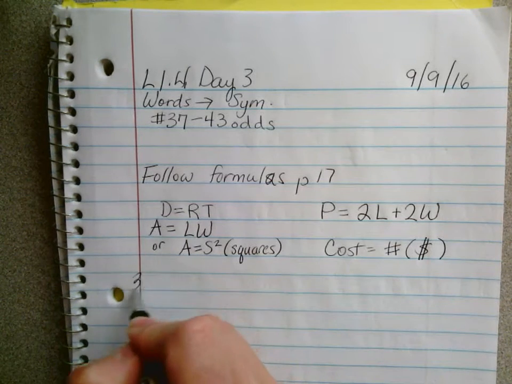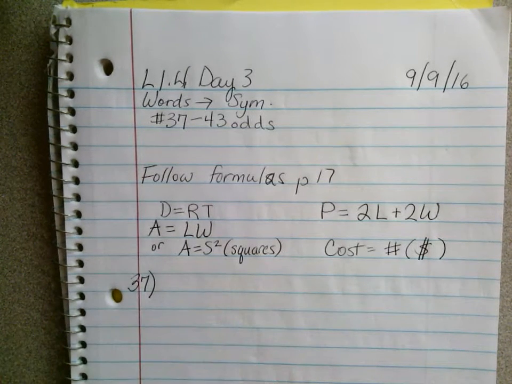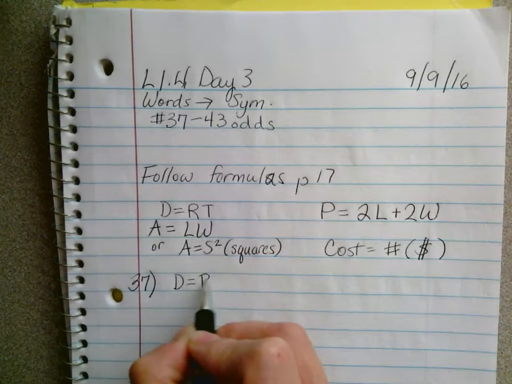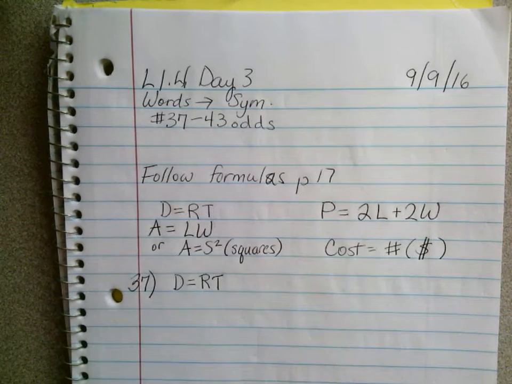But we're going to start with number 37, and I'd like you guys to take a look at it really quick. Number 37 at the bottom of page 17. I drove 3 hours at R miles per hour. What kind of an equation am I going to use? What kind of formula? Thank you, Jay. Distance equals rate times time. Are you guys with me over here? So what do we know? Do we know rate, do we know distance, or do we know time?